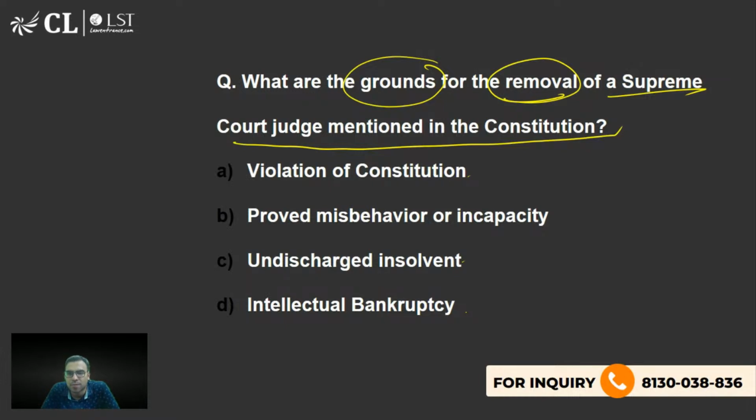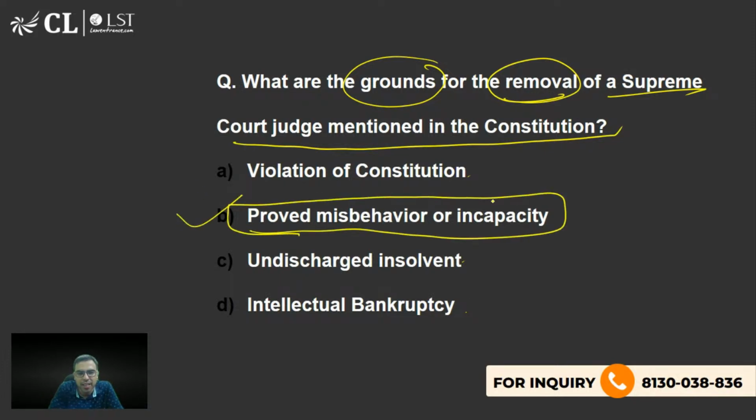Anyone? You should try at least have a guess. Yes, very good. Koshagra Saxena, you're right. Manish Kumar, you're also right. Proved misbehavior or incapacity, B, is the right answer to this question. Okay. So this is the reason which is mentioned in Article 124, Clause 4, regarding the ground for the removal of a Supreme Court judge.